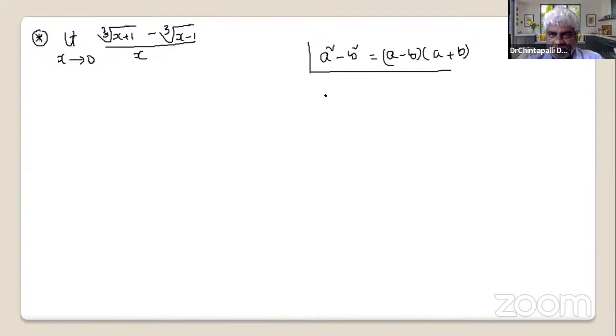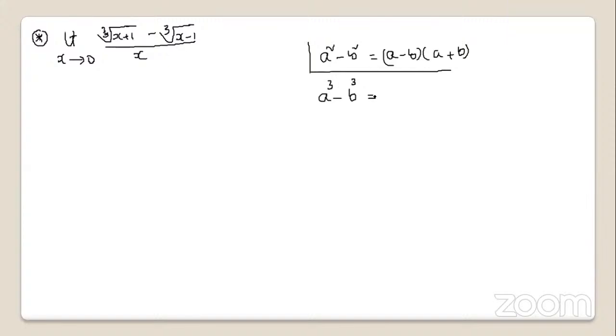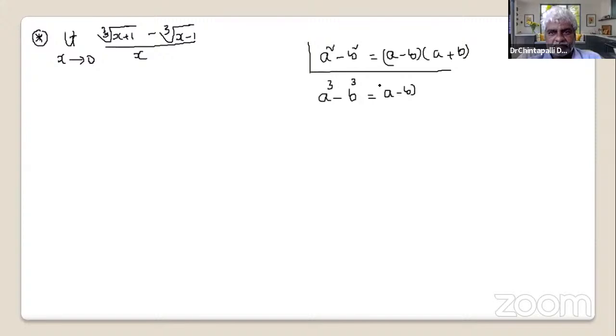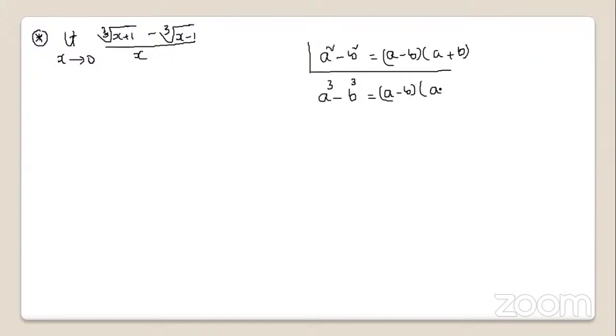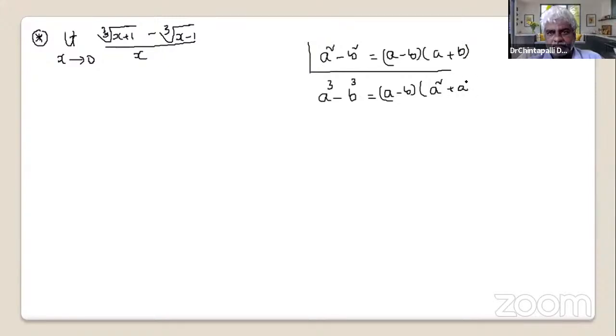But sometimes we need to cancel a cube. For it, there is a special formula, a cube minus b cube. Do you know the formula for a cube minus b cube? It is a minus b times a square plus ab plus b square. By using this formula, we can factorize now.